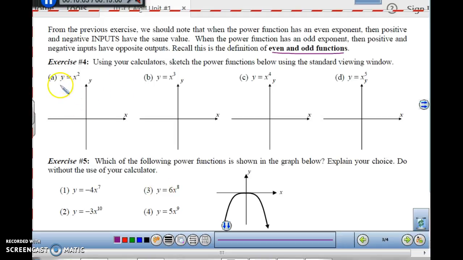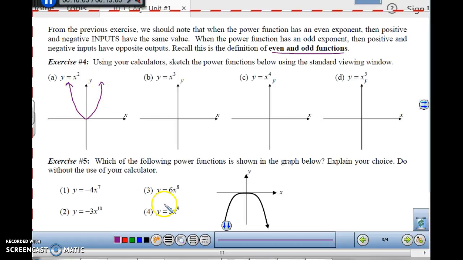We could have probably predicted what that was going to look like because we've done a lot of parabolas. So there's y equals x squared. Let me see if I can draw that a little neater. It goes through 0, 0, and goes up like this. So that's y equals x squared.